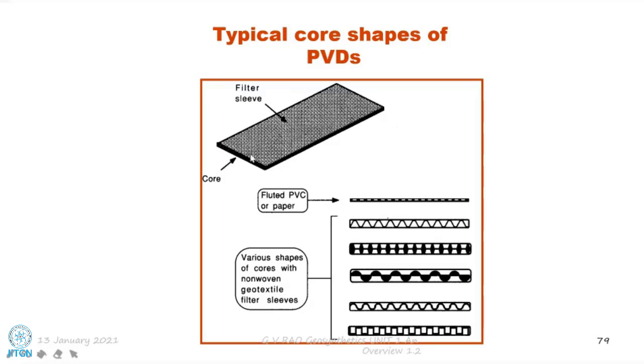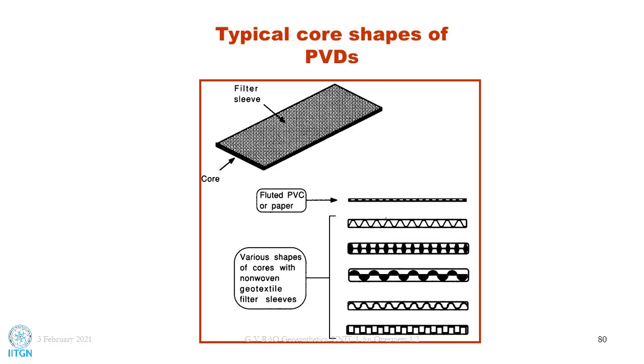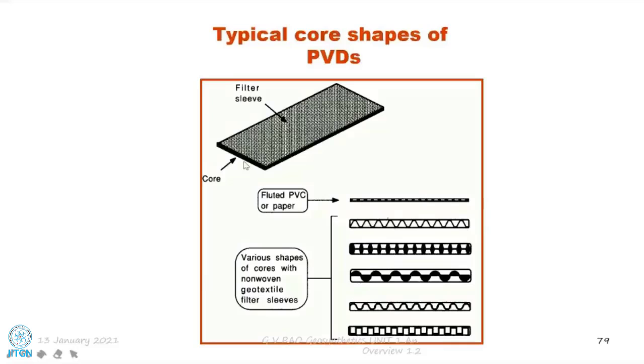We have a filter sleeve on the outside, and in the center there's a core. The core I showed you earlier is simply a kind of wavy shape. Different companies have different kinds of core. The purpose of the center portion is to take care of the water which is going in, and the filter sleeve is to ensure that the soft clay doesn't get into this.